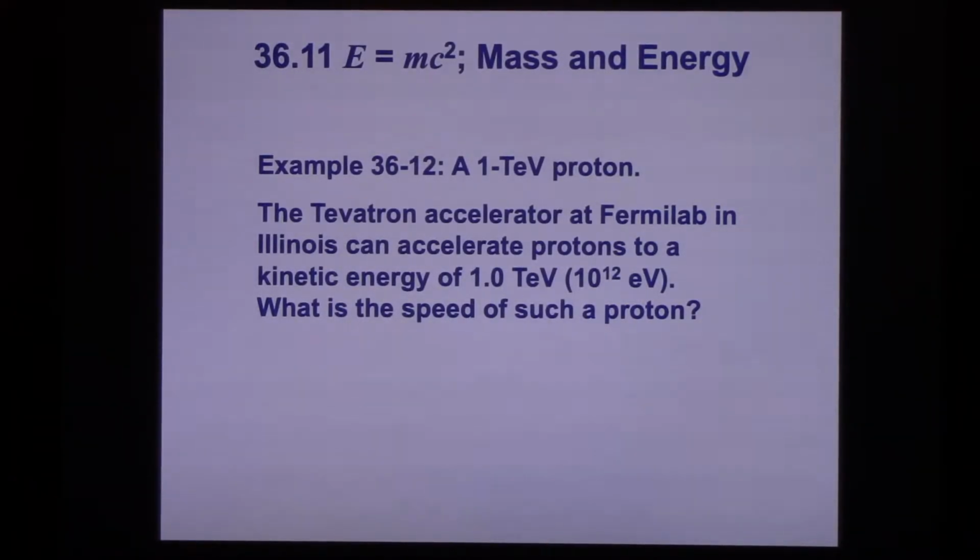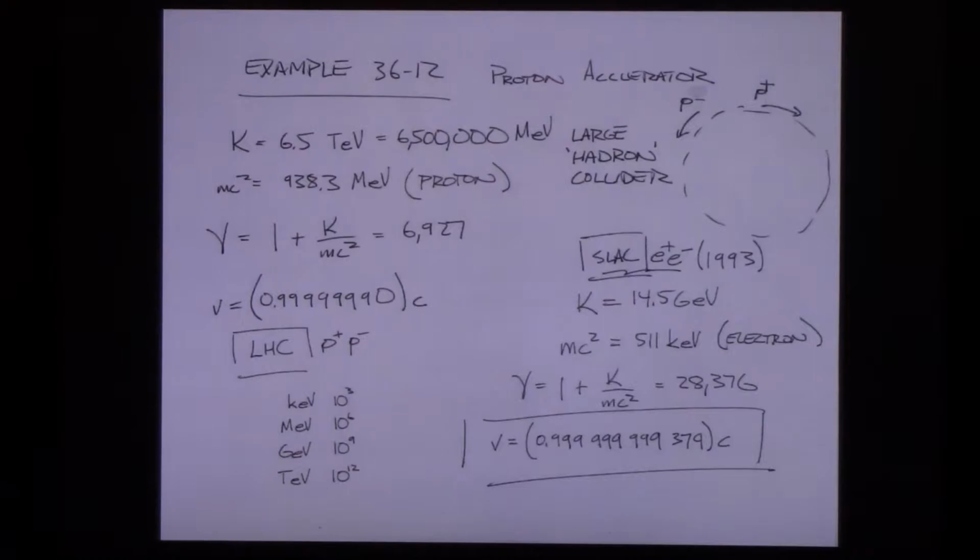All right, one more energy example from the chapter. The one they've given us is a proton at the highest energy proton accelerator in the United States, at Fermilab outside Chicago in Illinois. It says that you can accelerate protons there to TeV, where T is tera, and tera is 10 to the 12th. And they want to know how fast those protons are going.